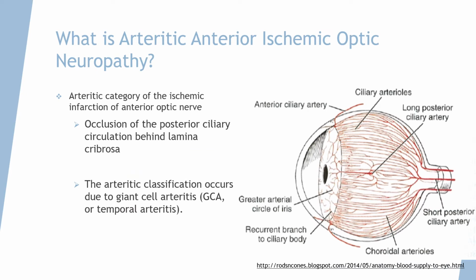So this disease is quite a mouthful. What is an AAION? It's an arteritic category. There's also a non-arteritic AION, but in this case it's an arteritic category of the ischemic infarction of the anterior optic nerve. Right? There are vasculature feeding the optic nerve as well, and the anterior segment is suffering from ischemia. And there's an occlusion of the posterior ciliary circulation, which feeds the anterior optic nerve, and this is behind the lamina cribrosa of the optic disc.